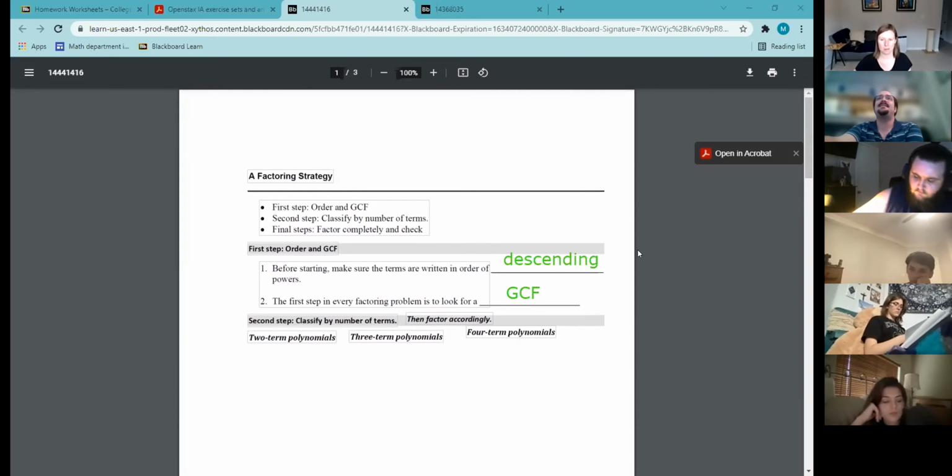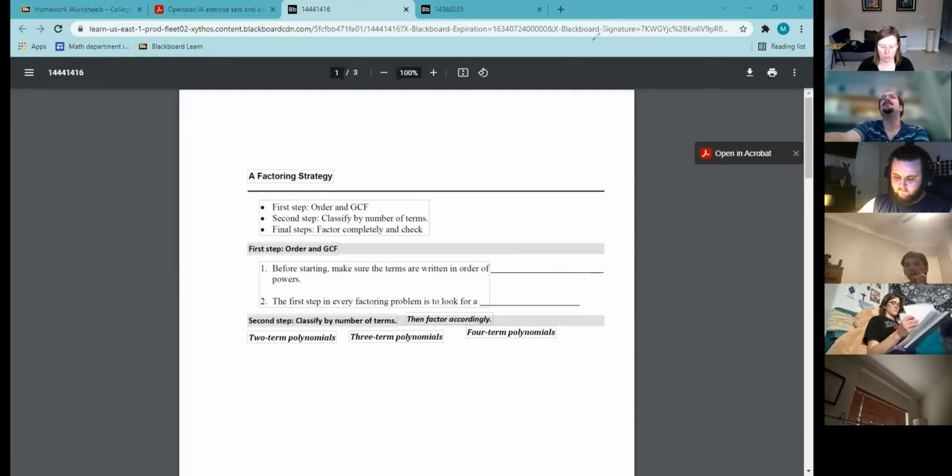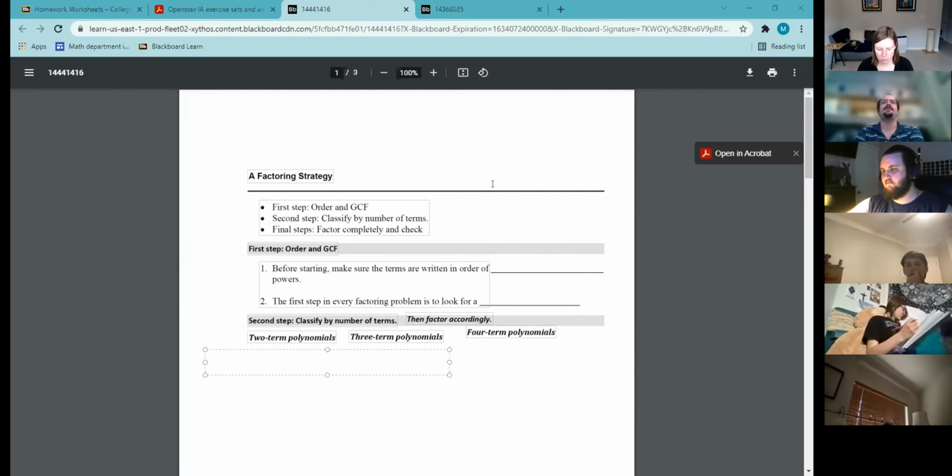So before we do anything else, we're going to get them in descending order, look for the GCF. And then we're going to look at how many terms this thing has. Whether it has 2 terms, 3 terms, or 4 terms, we want to talk about the process we're going to take to factor these things. So if it's got 2 terms, what do we look for? What's the process for factoring 2 terms? GCF. To see if they have the GCF.